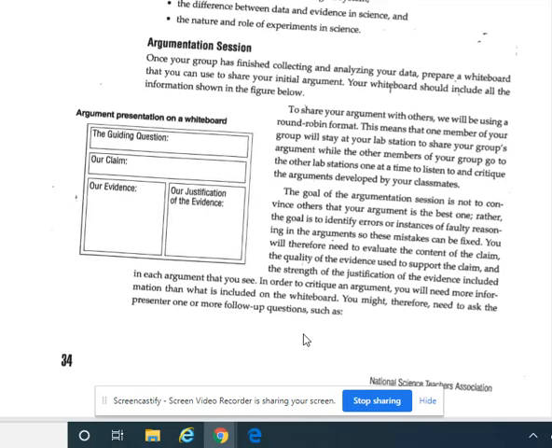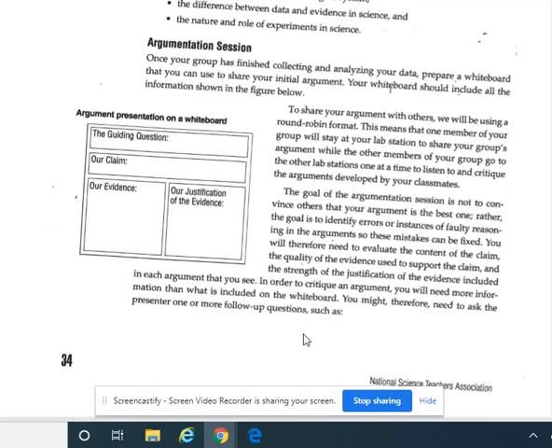The goal of the argumentation session is not to convince others that your argument is the best one. Rather, the goal is to identify errors or instances of faulty reasoning in the arguments so these mistakes can be fixed. You will therefore need to evaluate the content of the claim, the quality of the evidence used to support the claim, and the strength of the justification of the evidence included in each argument that you see. In order to critique an argument, you will need more information than what is included on the whiteboard.